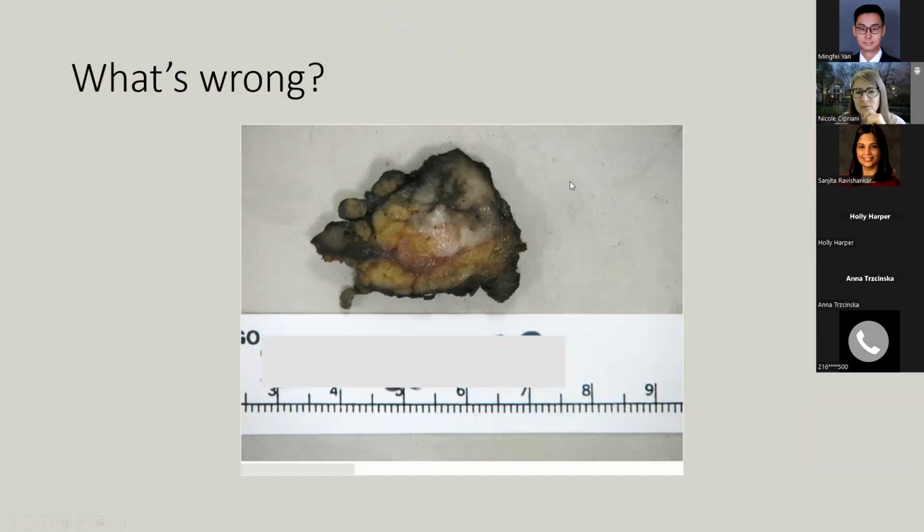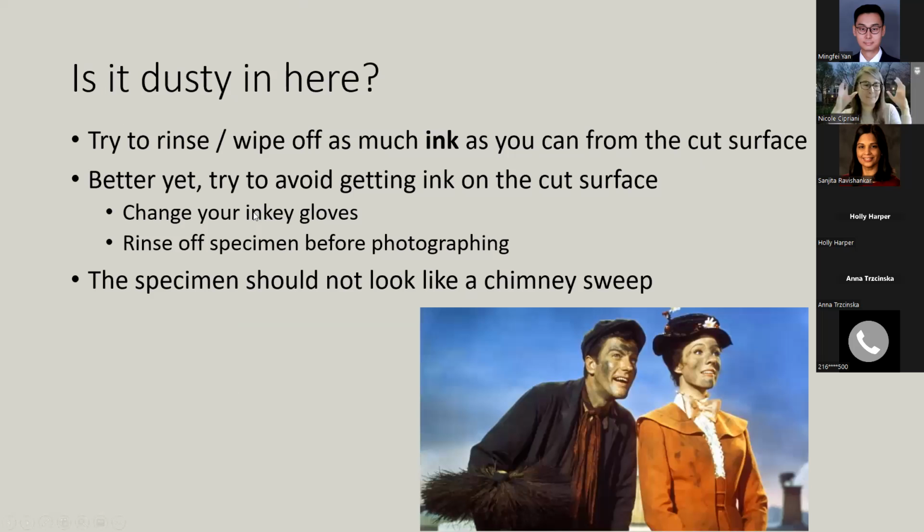Next specimen, what's wrong? Or do you guys have questions? No. Okay, what's wrong with this guy? To me, it looks like a salivary gland. I think there's some kind of lobulated salivary tissue on the bottom and left. There's a whitish lesion on the top right. Ink, thank you. It's like chimney sweep.